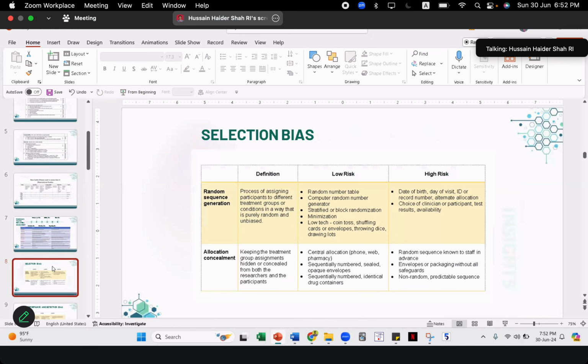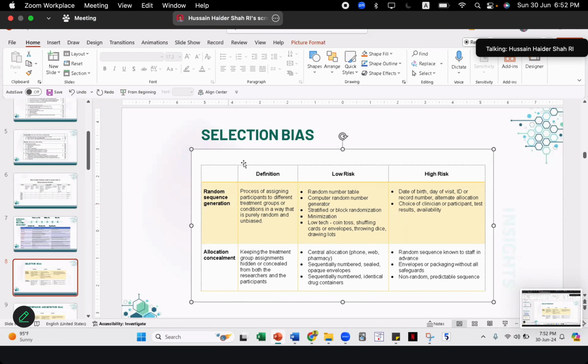Okay. So first of all, the first thing we check in our randomized controlled trial is selection bias. Two subheadings come under selection bias: one is random sequence generation, the other is allocation concealment. What is random sequence generation? It is the process of assigning participants to different treatment groups or conditions in a way that is purely random and unbiased.